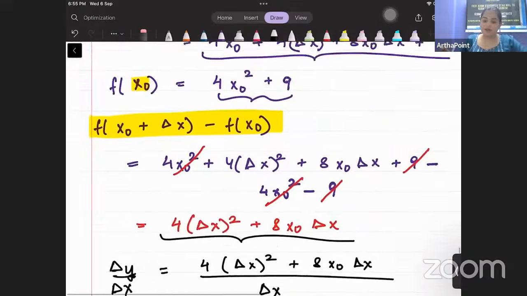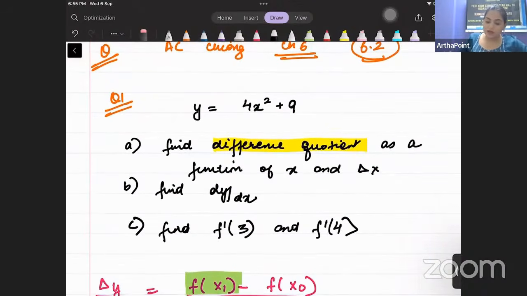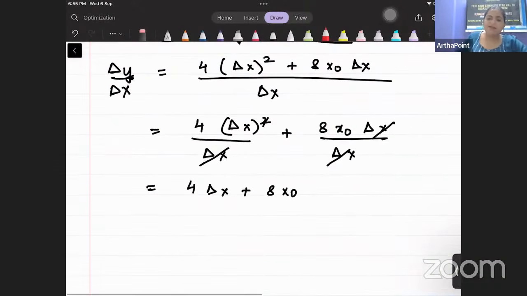This is the first part to this question, right? So we have been able to find out the difference quotient. This has come out. Okay beta, next part, see. Next says find the derivative. What did I say? What do you have to do in a derivative?